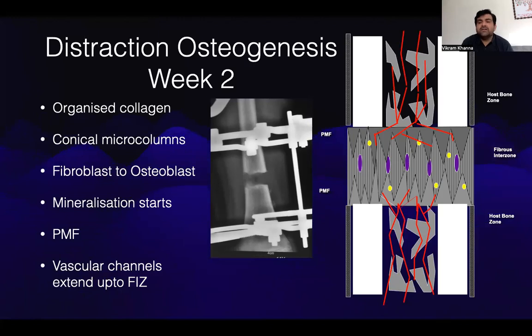Fibroblasts then are converted to osteoblasts. Mineralization starts. The microcolumns are an indication that the mineralization is starting. Then there is a primary mineralization front next to the fibrous interzone, and vascular channels now extend up to the fibrous interzone.